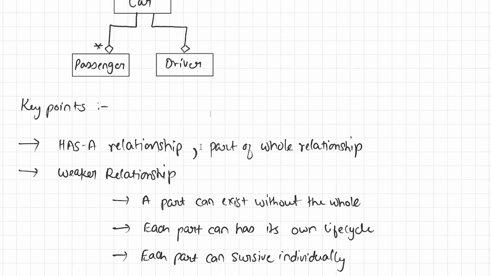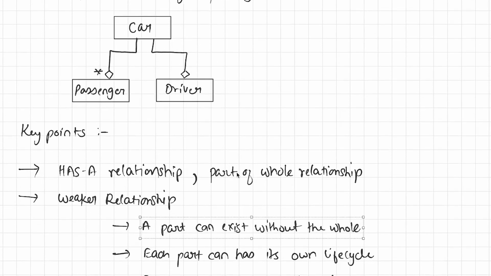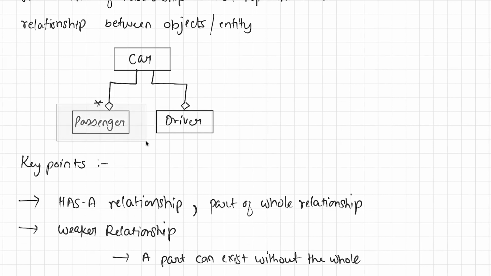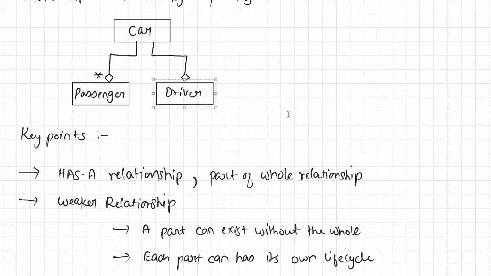And now the next point is why we call it a weak relationship, and there are many reasons for calling this relationship a weaker relationship. Now the first point is a part can exist without the whole. So this is a really important point, that passenger can exist without car and driver can exist without car, right? It makes sense because a passenger can take another car also and a driver can drive another car also. So which means that both the passenger and driver can exist without car, and each of these entities or objects can have its own life cycle.